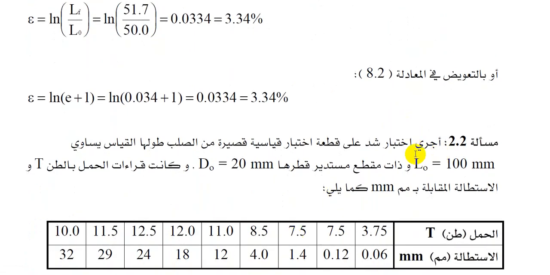Example 2.2. A tensile test was conducted on a tensile testing specimen with gauge length L naught equal to 100 millimeters and a round cross-section with diameter D naught equal to 20 millimeter. يعني قطرها diameter. The observations of the load were gauged in tons, and the corresponding elongation was gauged in millimeters as follows.